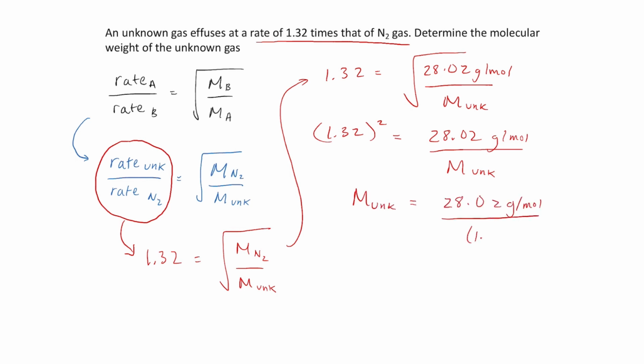And when we do the math, we can see that the molecular weight of the unknown gas is about 16.08 grams per mole. And here's a little quiz question for you. What gas has a molecular weight of about 16 grams per mole? If you guessed oxygen gas, great job. And so that's how you use Graham's law of effusion. And with that, that's the end of this lesson on the kinetic molecular theory and its applications.